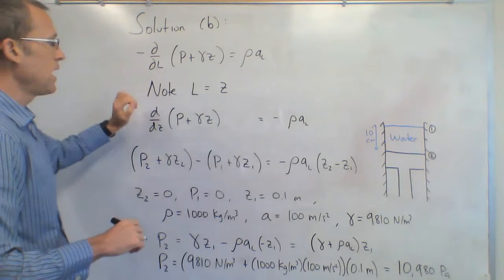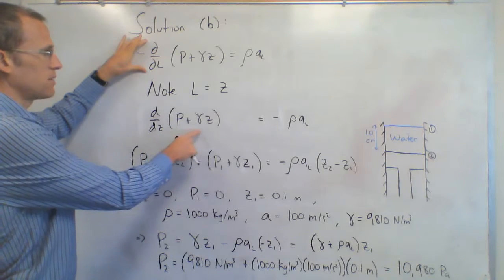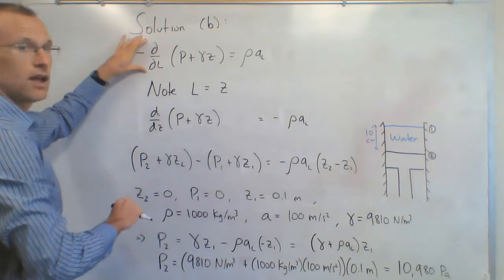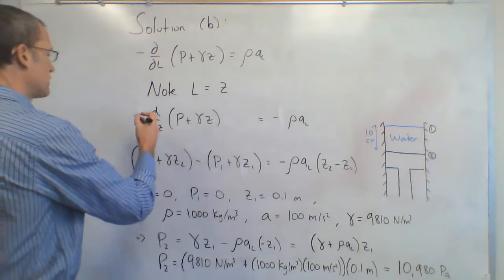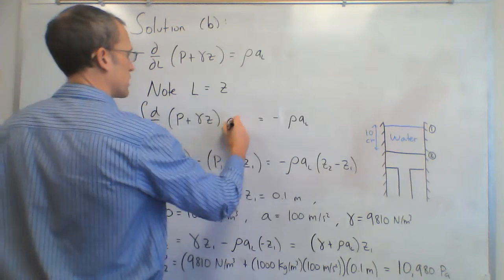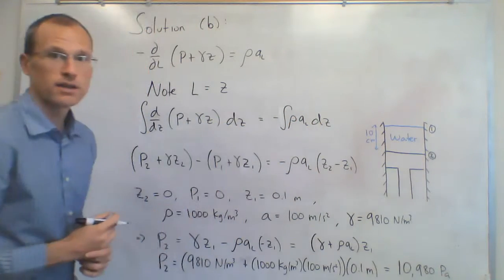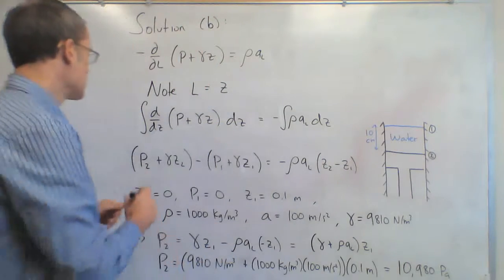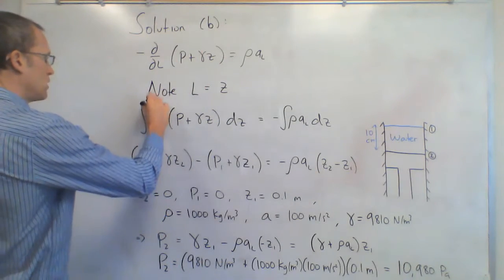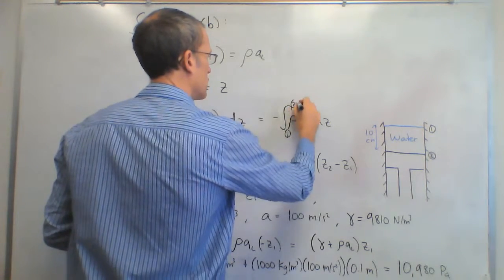And then basically this equation is just d by dz of P plus gamma Z is negative rho times AL. And then what I want to do is integrate with respect to Z to get rid of this derivative. Integrate this side with respect to Z, and I'm going to do it from point 1 to point 2. Same thing on this side, from point 1 to point 2.